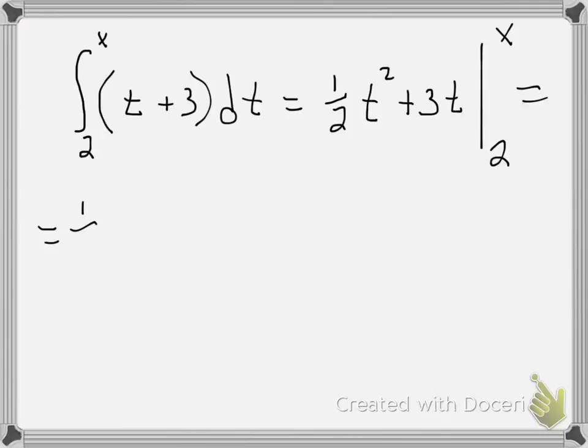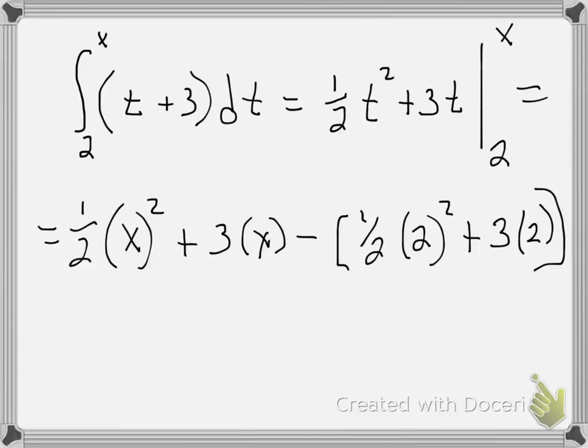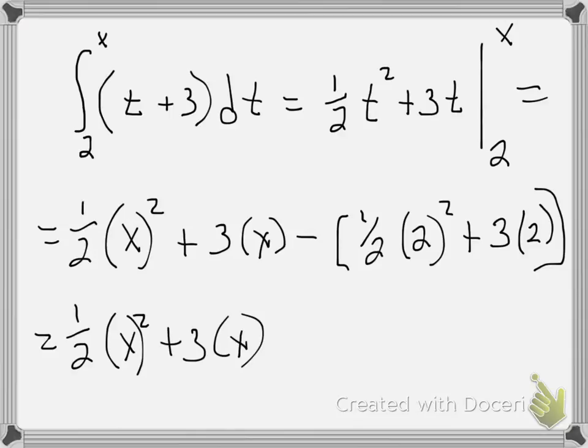Well, what does that mean? It means wherever we see a t, we're going to put an x. We have 1/2 x squared plus 3 times x, and then we're going to subtract 1/2 times 2 squared plus 3 times 2. Well, 1/2 x squared plus 3x, right? Because x is a variable, we don't know what it is. And 3 times 2 is 6. 2 squared is 4. Half of that is 2, so we get minus 8. And that would be done. Okay, that would be the correct answer.